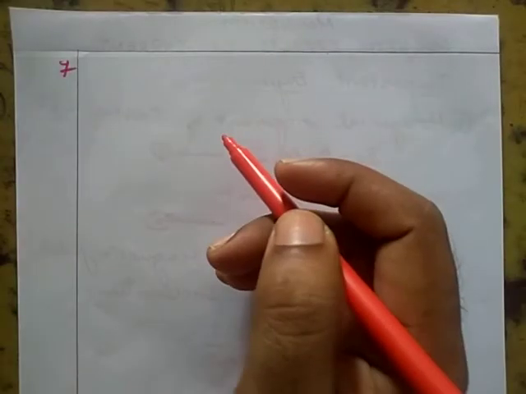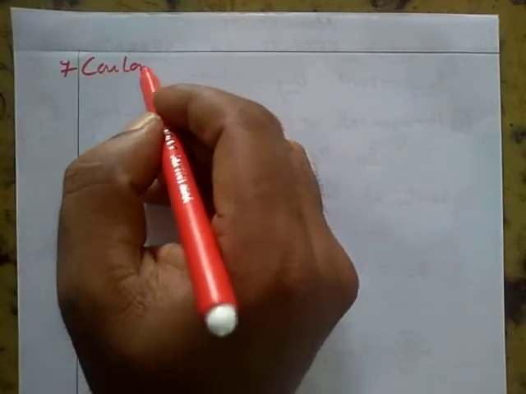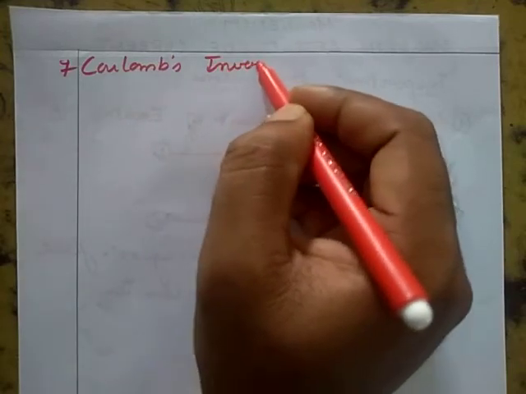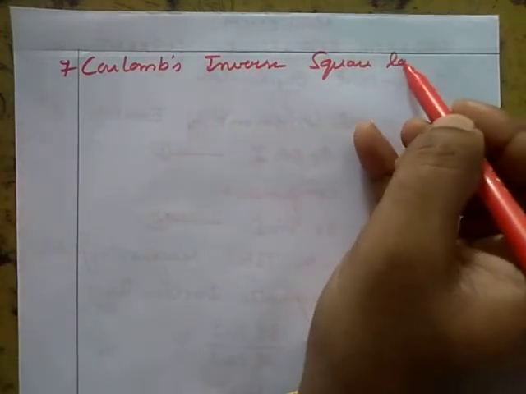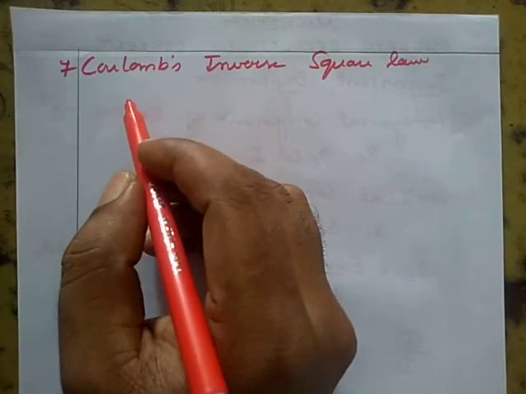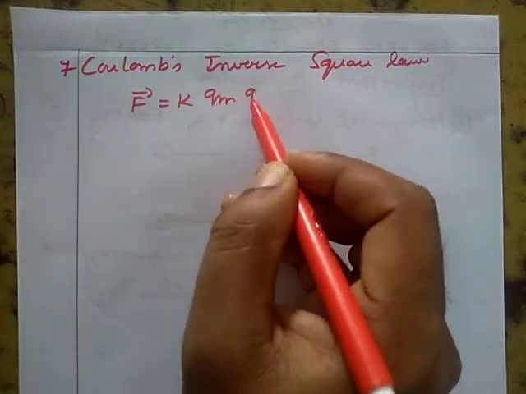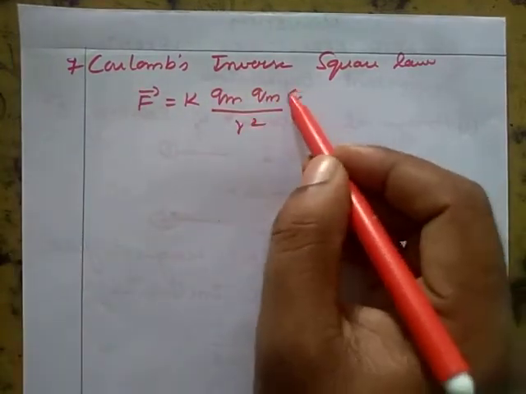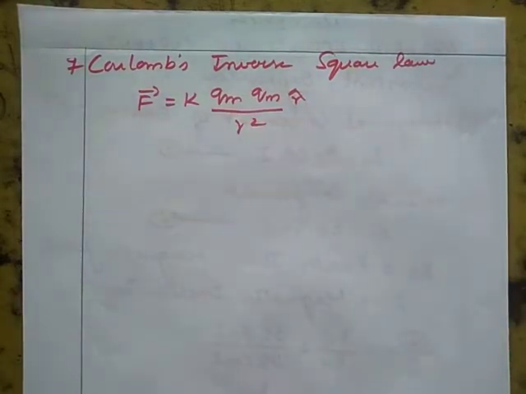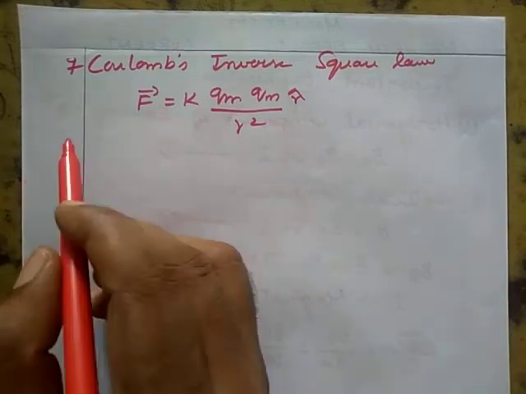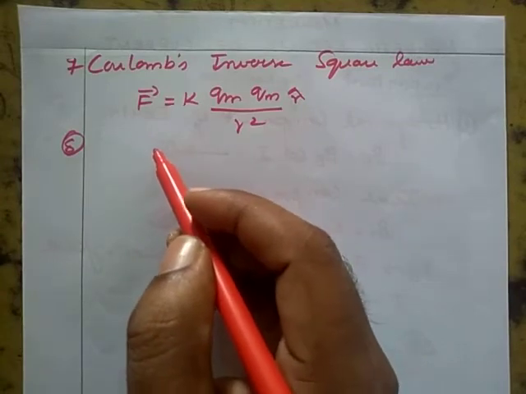Okay, then the force of attraction or repulsion between the pole pieces of the bar magnet is stated by Coulomb's inverse square law in magnetism. Then we can write the force of attraction or repulsion as equal to k qm into qm by r square. Using this expression we can find the force of attraction or repulsion between the two poles in a bar magnet.